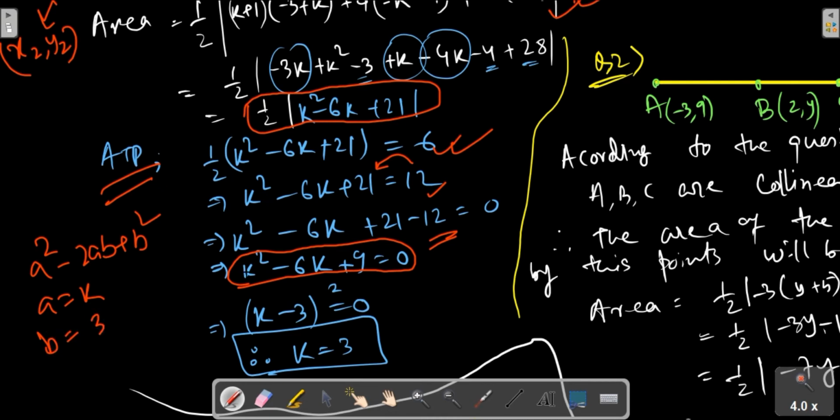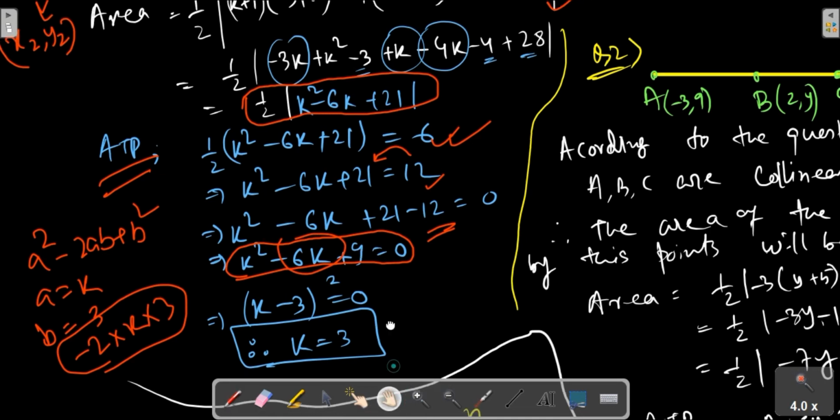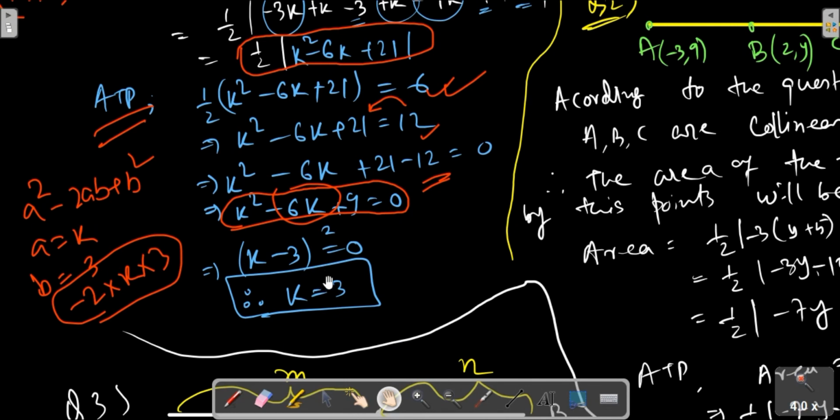a square means k square, minus 2ab means minus 2 into k into 3, so it will give you minus 6k. So it is the same thing here, and plus b square means 9, so 3 square is 9. So we can write here (k minus 3) whole square, which means that k is equal to 3. I hope all of you have understood this sum. Moving to question number 2.